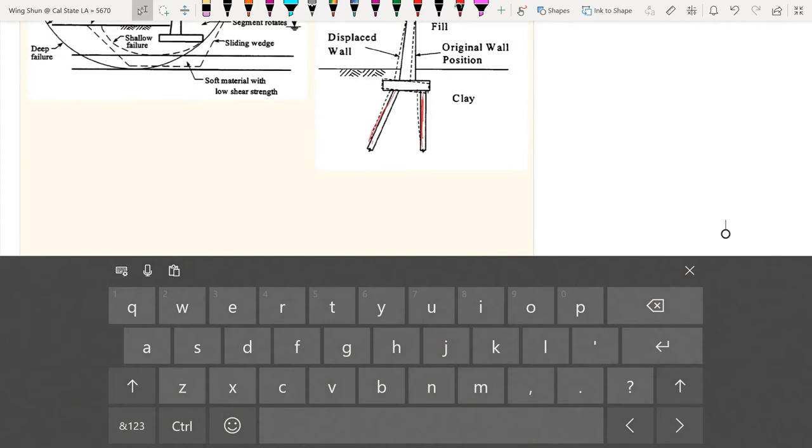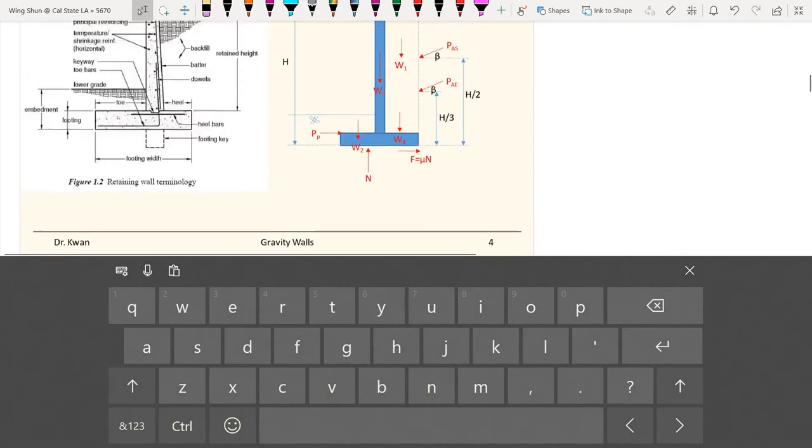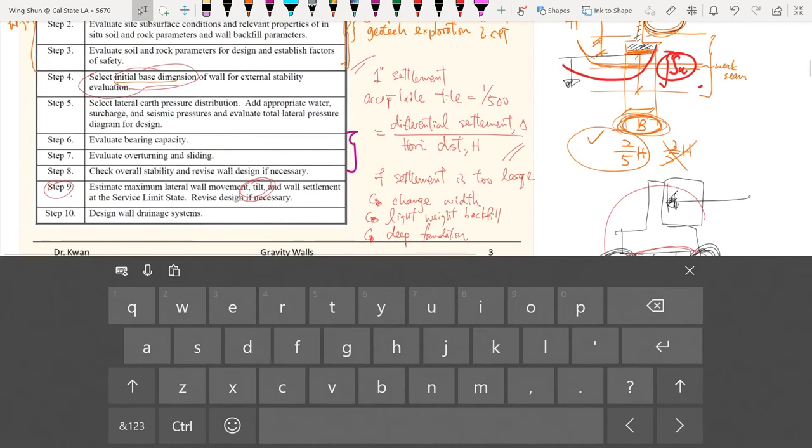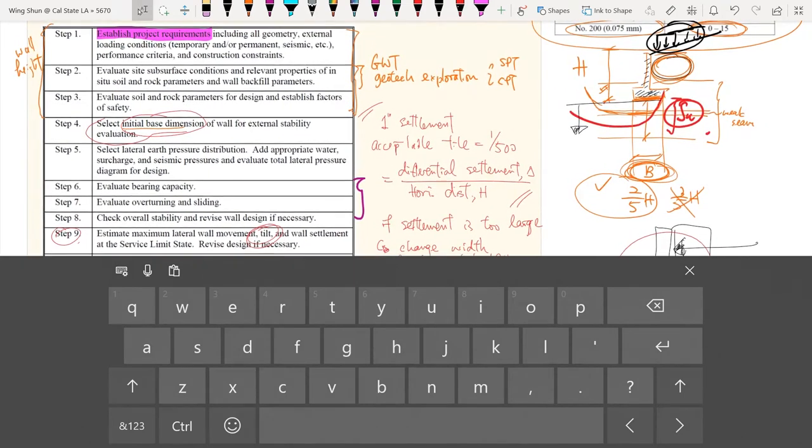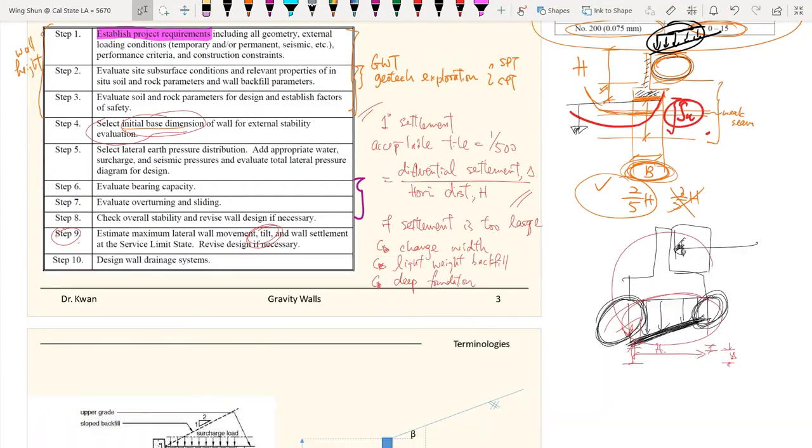And step number 10 would be to design the wall drainage systems, and we'll spend a little bit more time on that when we get there. So this is pretty much the overall picture of what you need to do when you design a retaining wall. And for steps five to eight, we'll spend a little more time to discuss.